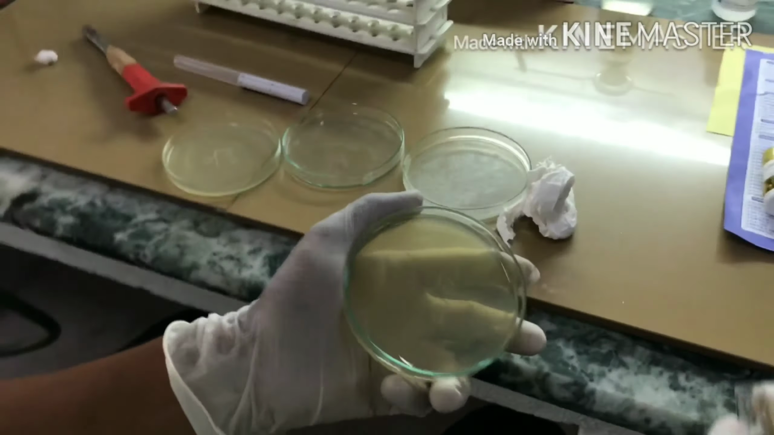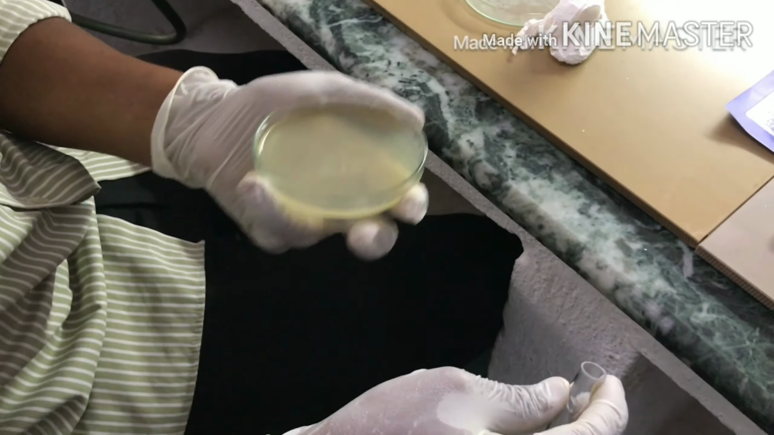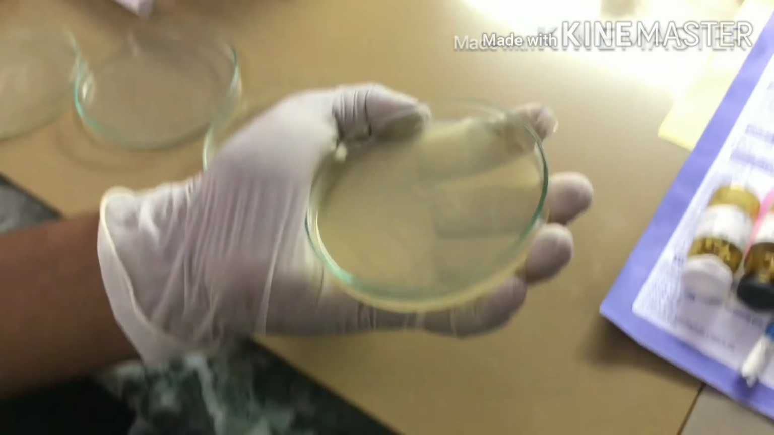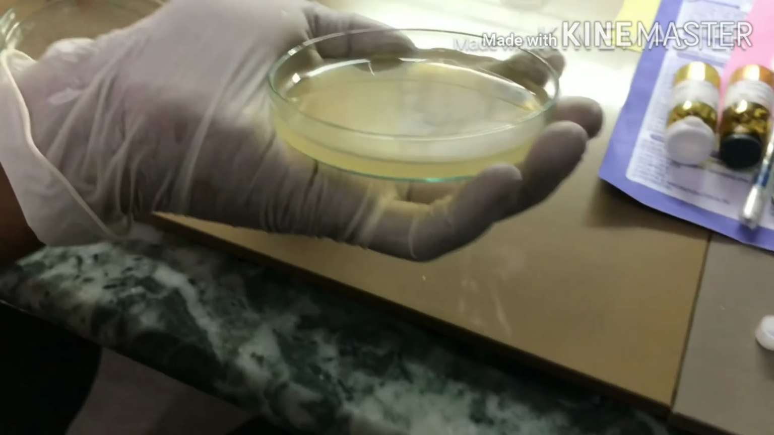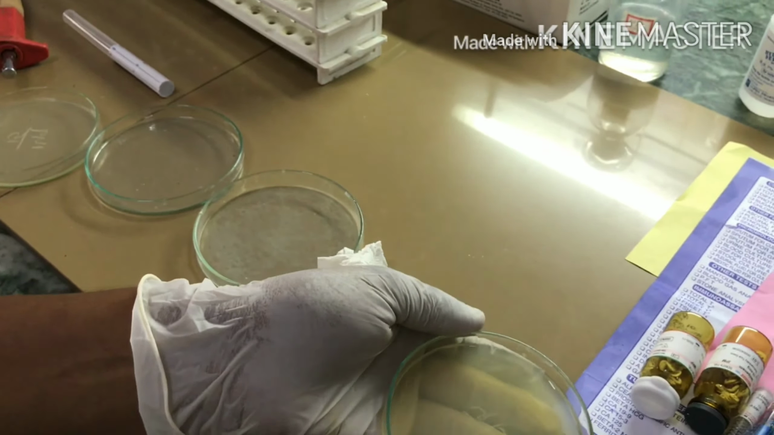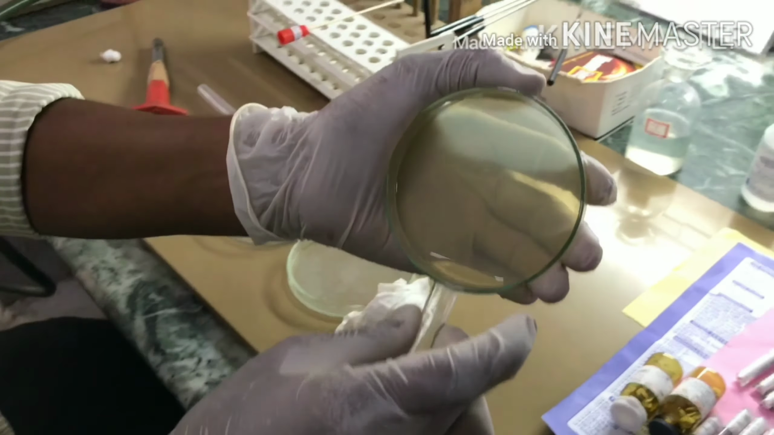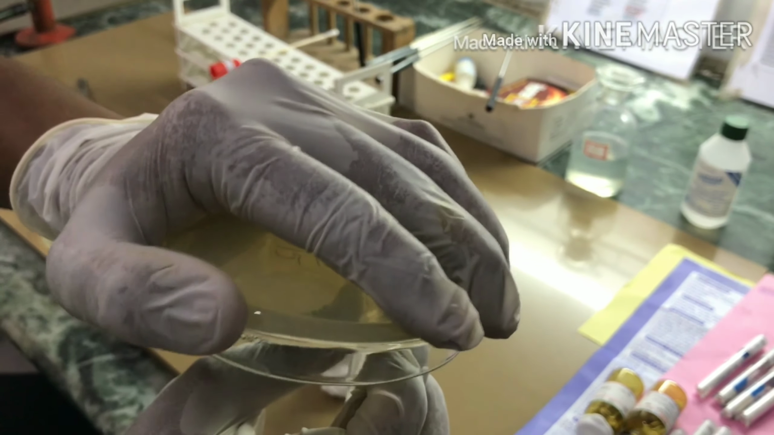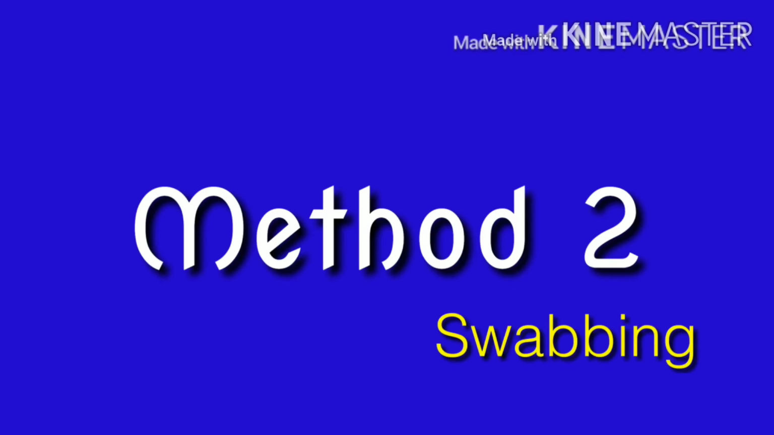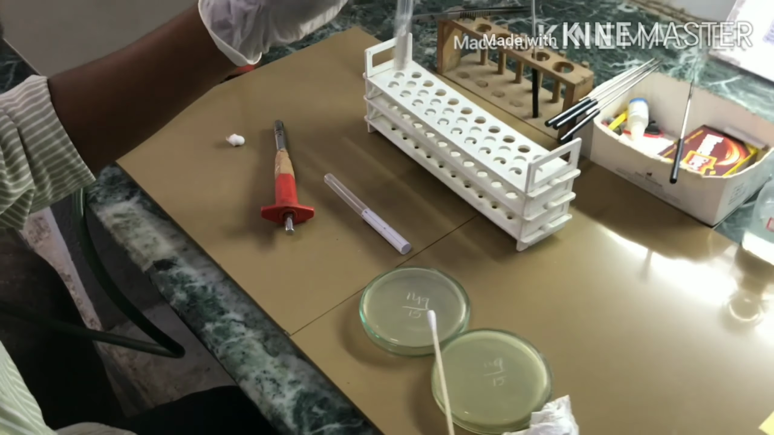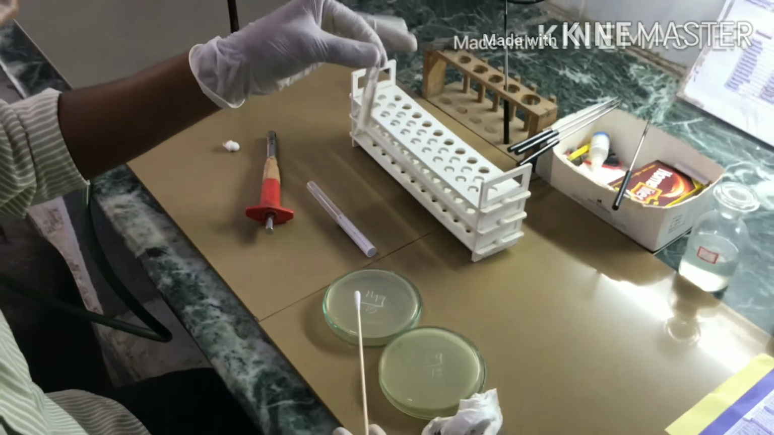In the pouring method, pour the liquid culture carefully onto the MHA medium and rotate it to cover the entire surface of the culture media with bacteria, and discard the excess culture from the petri dish. The second method is swabbing. Apply the liquid culture onto the MHA medium with the help of a sterile cotton swab.